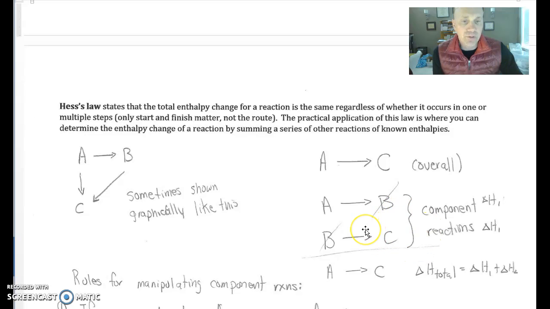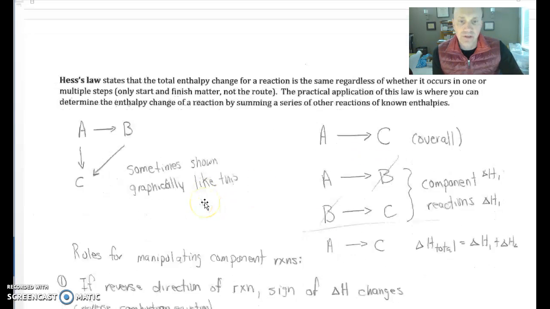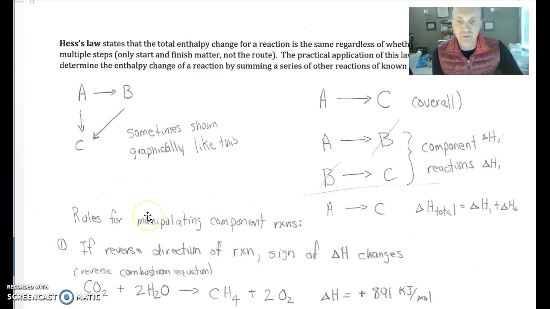Most of the work that goes into applying Hess's law goes into setting up your component reactions so that things are going to cancel out and you're going to end up with just your overall reaction. Before we get into that, a couple of rules for manipulating these component reactions. This is where we're actually going to be applying the enthalpies of combustion and the enthalpies of formation that we learned about in the previous video.